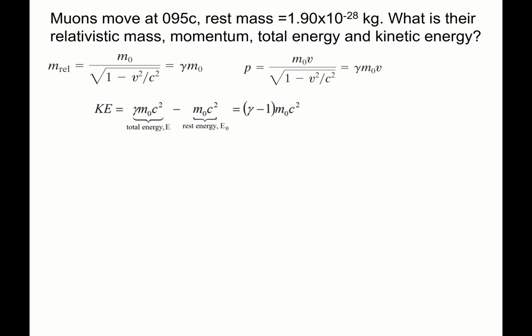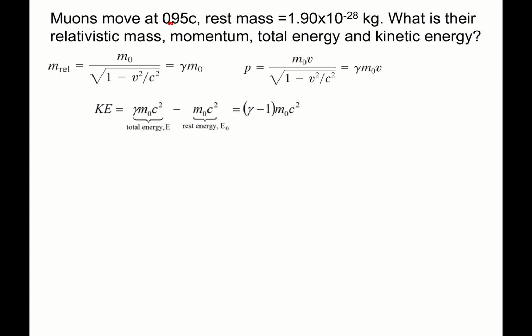Okay, so now let's look at an elementary particle called a muon. If I have a muon that's moving at, that should say 0.95 times the speed of light, it has a rest mass of 1.9 times 10 to the minus 28 kilograms. And we want to know what's the relativistic mass, what's the momentum, what's the total energy, and what's the kinetic energy. All right, so I've got all the equations there, and you can see that they all involve gamma.